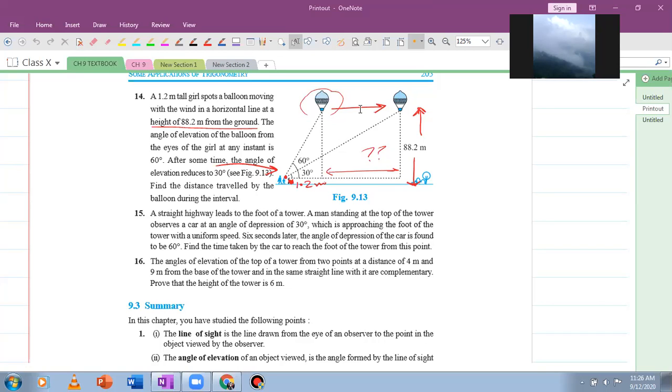So something you want to remember is that if the angle of something is decreasing, then that object has moved further away. And you need to find out the distance traveled by the balloon during the interval. So we had actually represented this with the help of a diagram.